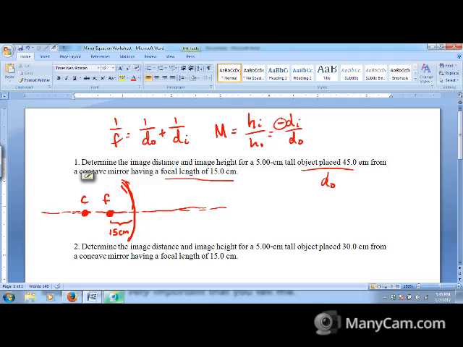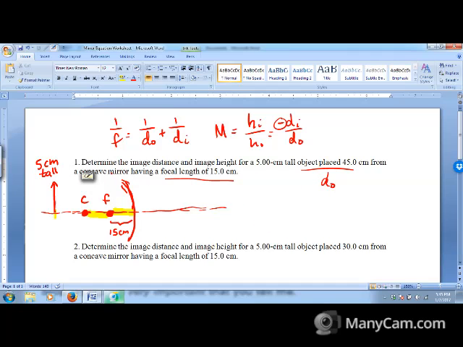Now, if the object is 45 centimeters away, think about what that means. It means that this is 15, this is another 15, and right about here, another focal length away, is our object. And that object is 5 centimeters tall. I'm just going to put 5 centimeters tall.